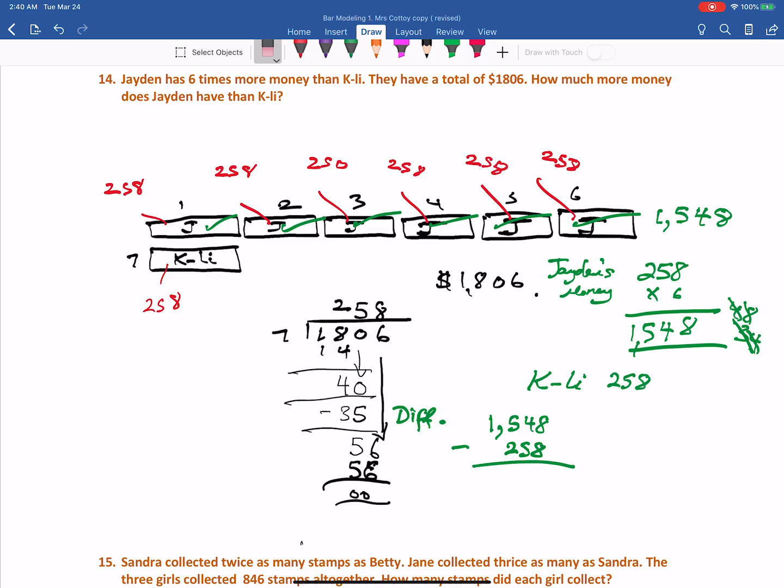8, take away 8, 0. 4, take away 5, cannot. So we regroup. 14, take away 5, that's 9. 4, take away 2, 2. 1, take away 0, nothing, 1. So it means that Jaden has $1,290 more than Kaylee, once we add it correctly.